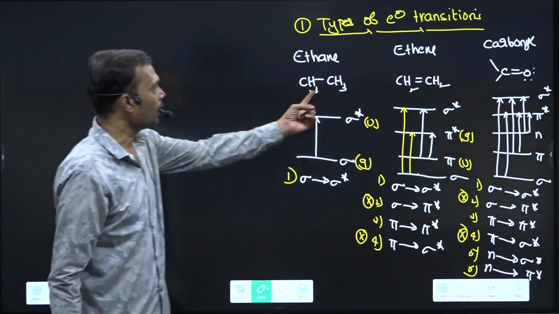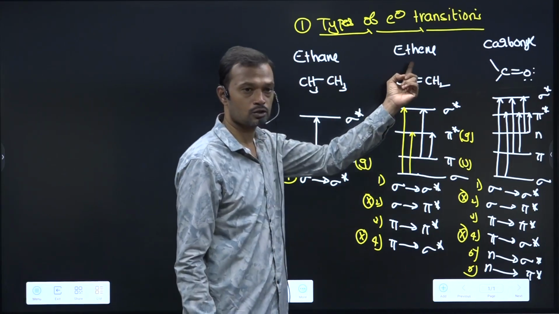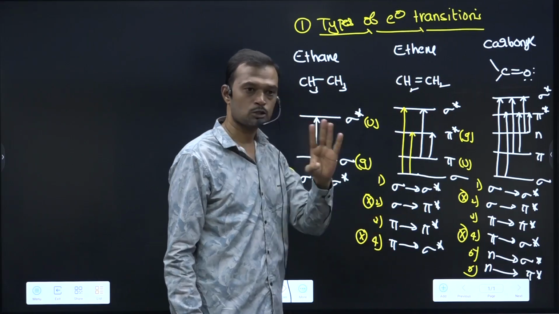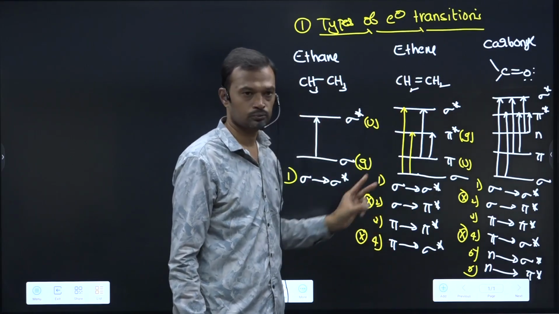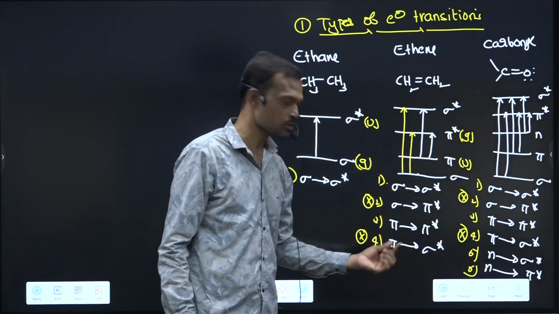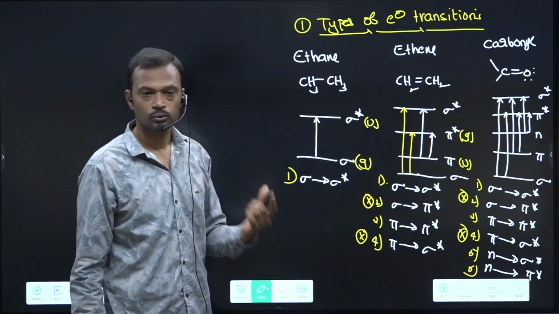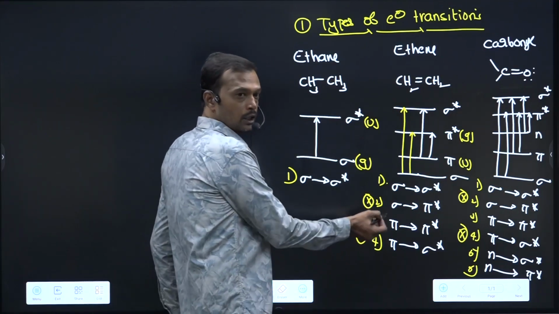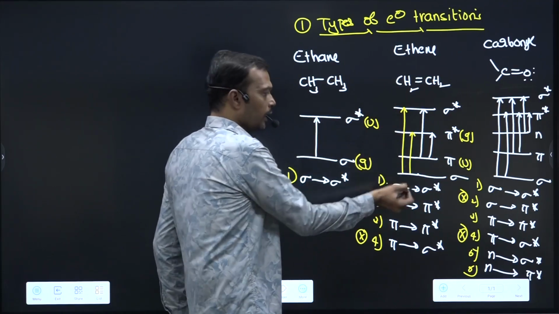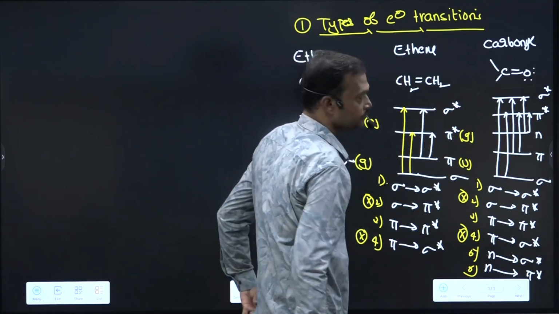So alkane gives how many electronic transitions? Only one. Alkene gives how many electronic transitions? Only two. Possibilities are 4, but real only 2. 4 are possible, but real are only sigma to sigma star, pi to sigma star, pi to pi star. The remaining 2 do not exist due to symmetry. If two molecular orbitals have identical symmetry elements, electronic transition between the two energy levels does not exist.